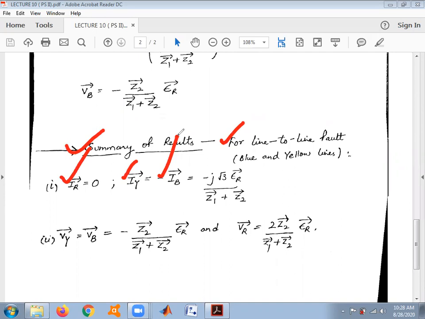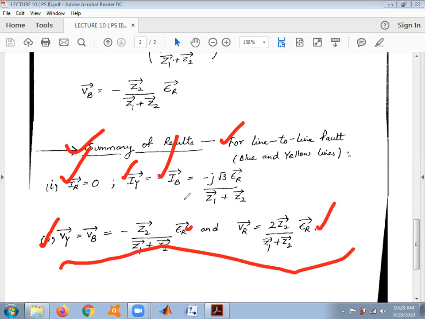That if a line to line fault occurs in a power system, then these are the following things which came out. The current across the R phase is 0. The current across Y phase equals the negative of the current across B phase. The second conclusion is, voltage across Y phase equals the voltage across B phase. The formulas for these are in this format, and the voltage across R phase is this voltage we had already calculated in today's class. The above currents we had calculated in yesterday's class. So this is all about the line to line fault.